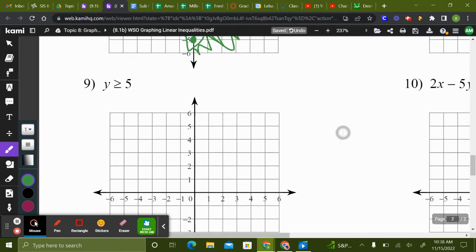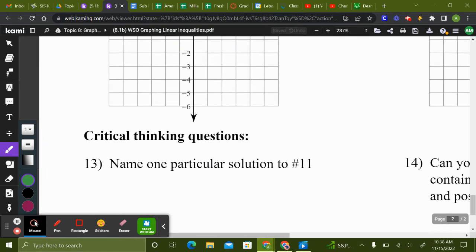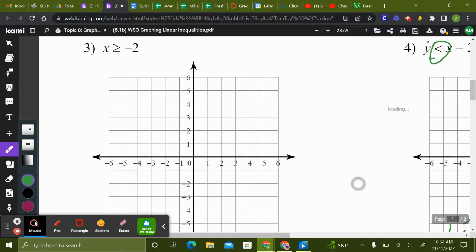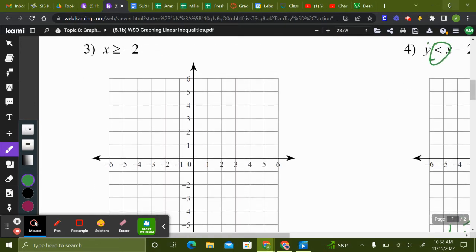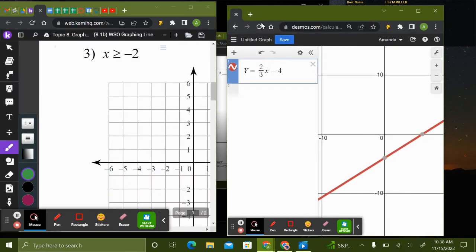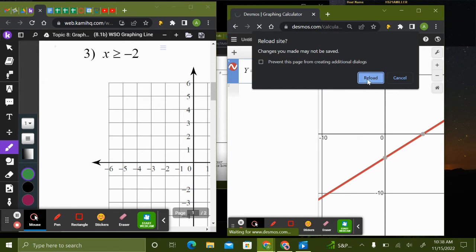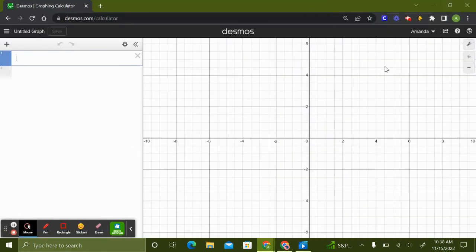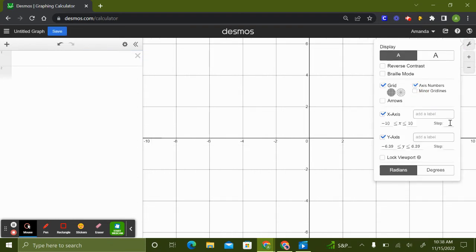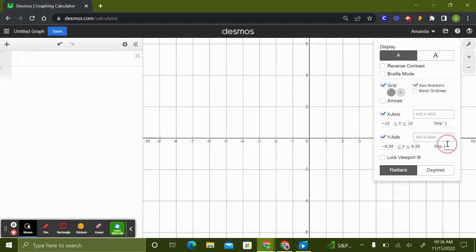Okay? All right, one more thing. Let's look at question... Oh, I think it's on the front. Sorry. Question 3. So I'm going to show you how you can do this whole thing using Desmos. So you're going to want to pull up Desmos. We're going to want to go over here to this graph setting. We want to unselect minor grid lines and change both these steps to 1.